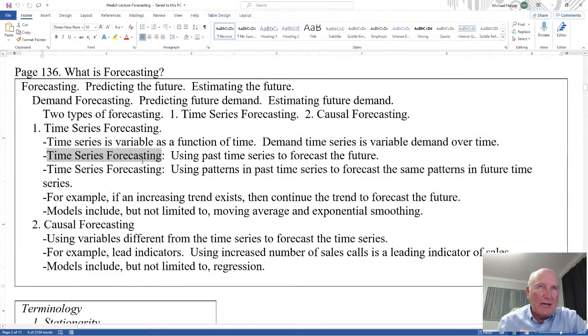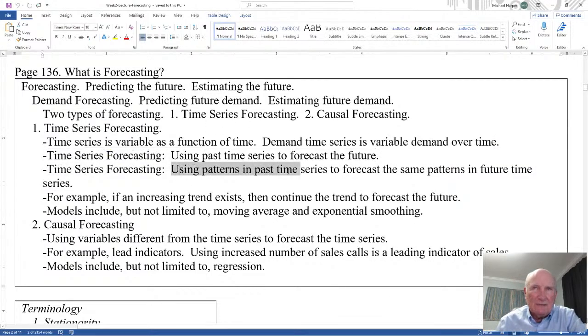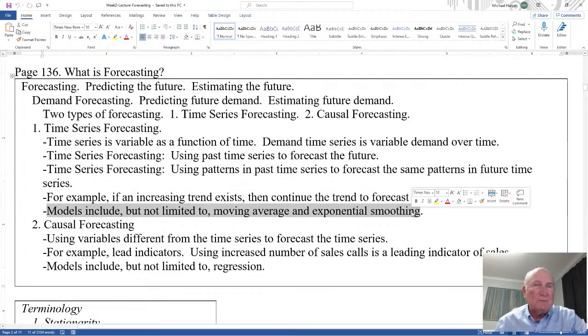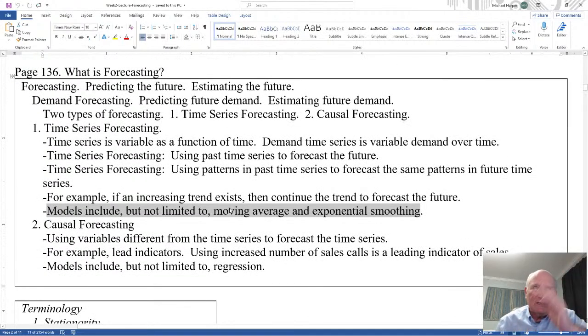Now, time series forecasting is using past time series to forecast the future. In other words, in the past, at 8 o'clock, Starbucks has a lot of people. At 10 o'clock, they go down. So we use that pattern every single day to forecast the future. Time series forecasting uses patterns in the past to forecast the same patterns in the future. For example, if an increasing trend exists, then continue the trend to forecast the future. Models include, but are not limited to, moving average and exponential smoothing. We'll start with those, and there'll be others.